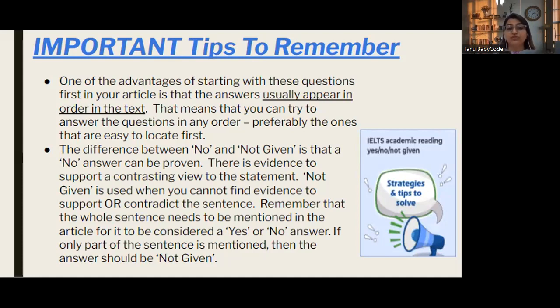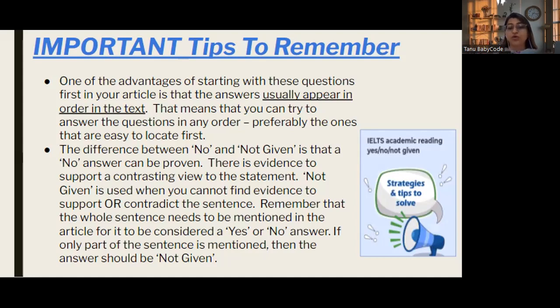Now you need to know the most important thing: what is the difference between no and not given? It is sometimes easier to find the true statement, or I would say the yes statement, because you have to match the meaning of your statement, right? What is the meaning of the statement and what does the writer claim? If it matches, then it is said to be true, then it is said to be yes, right?